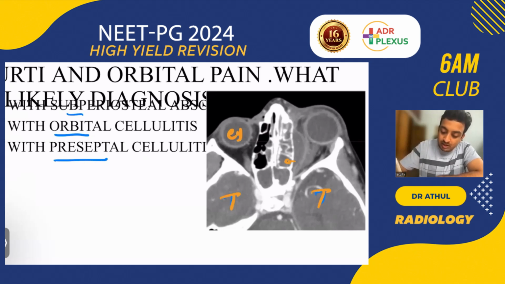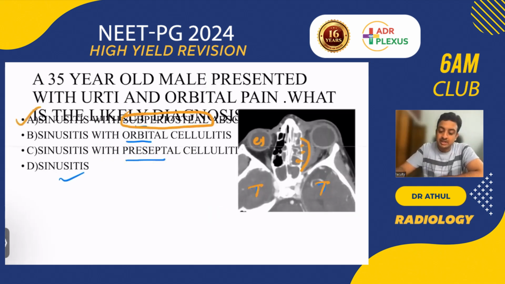And if you see, this is the bone. This is the lamina papyracea or lateral wall of the ethmoid sinus. And if you're seeing, there is a collection adjacent to the bone. So whenever there is a collection adjacent to the bone, that is subperiosteal collection. Okay. Whenever there is a collection noted adjacent to the bone, that is subperiosteal collection.